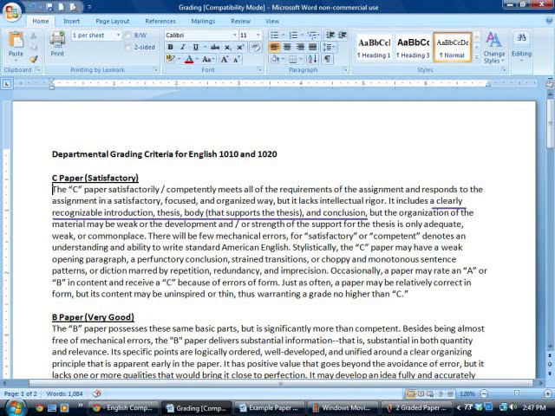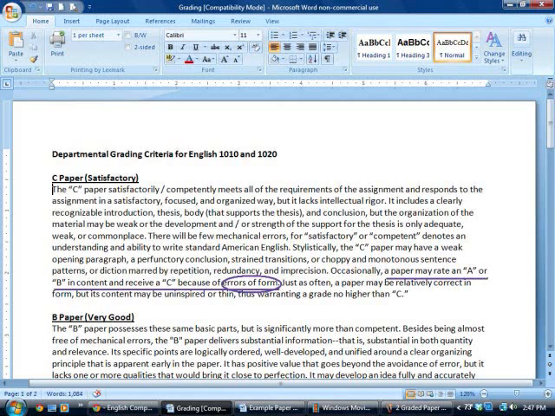It includes a clearly recognizable introduction, thesis, body that supports the thesis, and conclusion, but the organization of the material may be weak, or the development and/or strength of the support for the thesis is only adequate, weak, or commonplace. There will be few mechanical errors, for satisfactory or competent denotes an understanding and ability to write in standard American English. Stylistically, the C paper may have a weak opening paragraph, a perfunctory conclusion, strained transitions, or choppy and monotonous sentence patterns, or diction marred by repetition, redundancy, and imprecision.